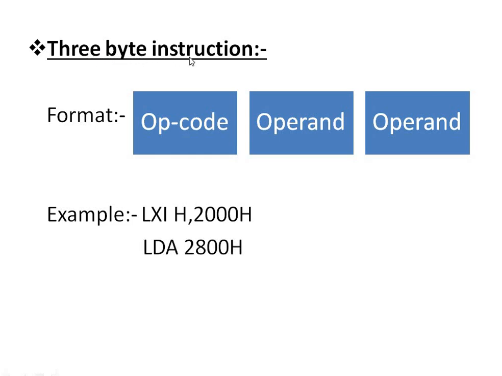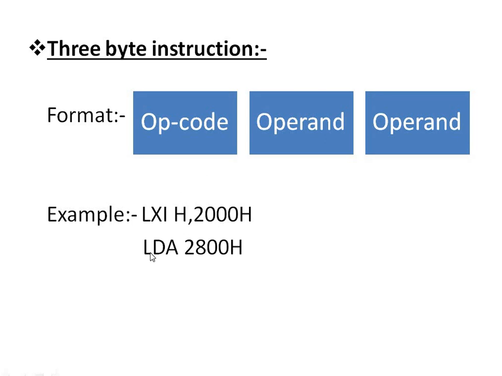In a 3-byte instruction, the first byte specifies the opcode, and the second and third bytes specify either 16-bit data or a 16-bit address of a memory location. So the format is opcode, operand and operand. This total operand is 16-bit data or a 16-bit memory location. For example, let's say the instruction is LXI H, 2000H. This instruction means 2000 is 16-bit data that is immediately loaded into the HL register pair.